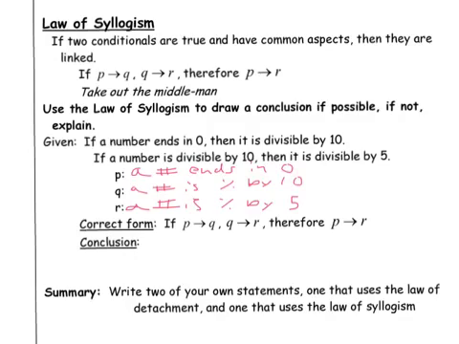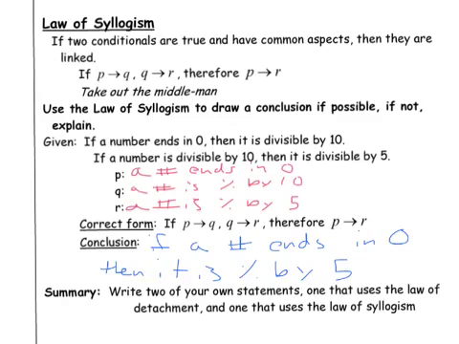So let's check. If a number ends in 0, then it is divisible by 10. If it's divisible by 10, then it's divisible by 5. Well, we can skip this middleman, skip the Q part, and just say if P then R. So if a number ends in 0, then it is divisible by 5. And that would be my conclusion.